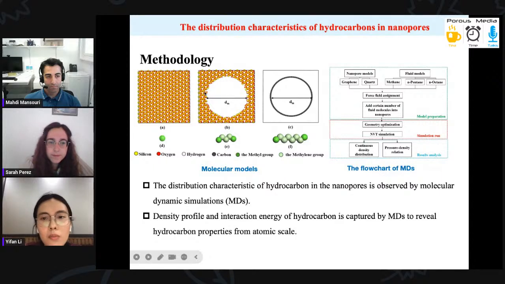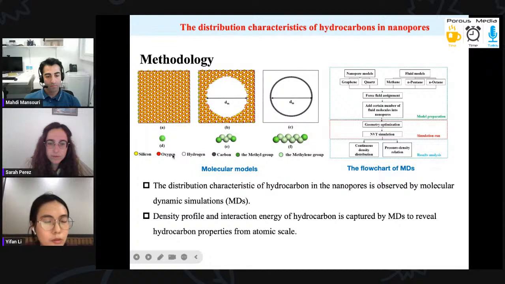This is the nanopore model that I built for the mineral pores in the shale formation. I use pure quartz pores as our nanopore, and then graphene is used to represent the organic matter within the shale reservoir.